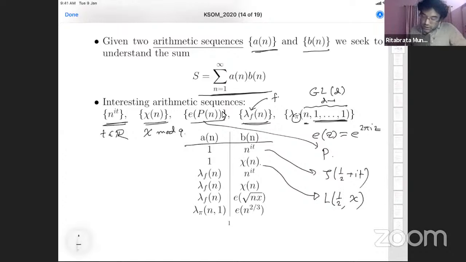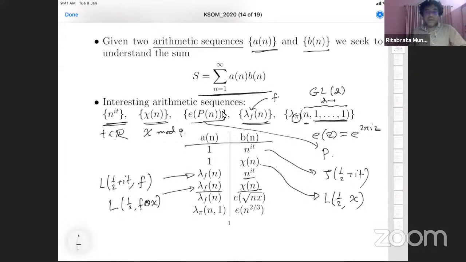Okay? Or you may take a_n to be lambda_f(n), the Fourier coefficient of some GL2 form, and b_n to be n to the power it. This type of sums arise when you're looking at the size of the L-function on the central line corresponding to the modular form or the Maass form f. Okay, and the next one is where this is the Fourier coefficient, this is the Dirichlet character. This arises when you are studying the twist of the modular form by the character chi on the central line.